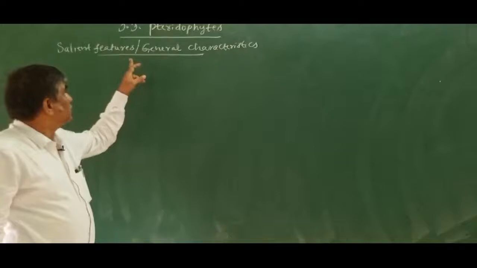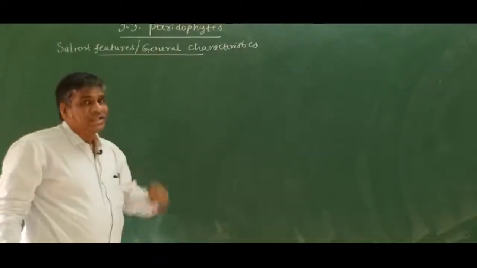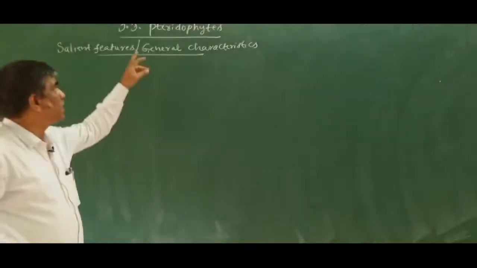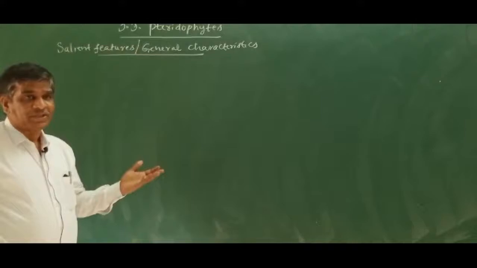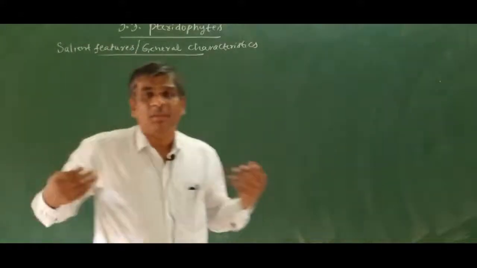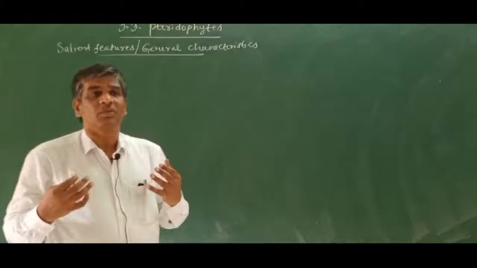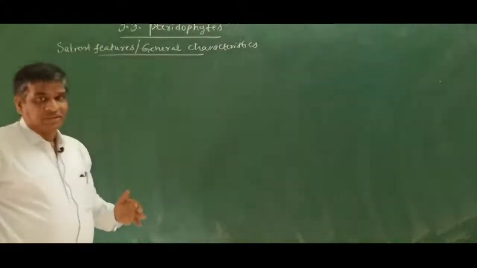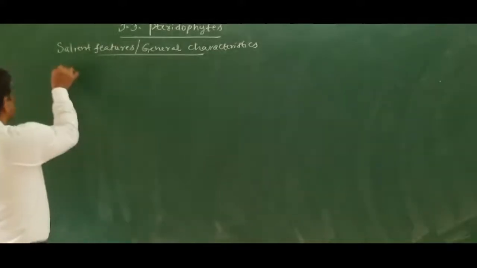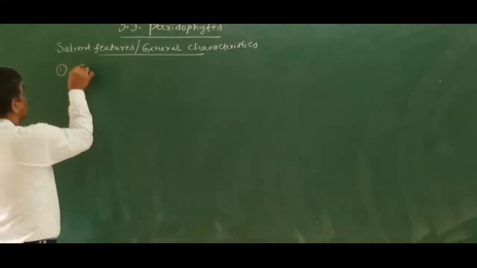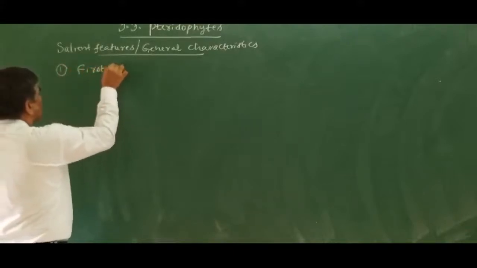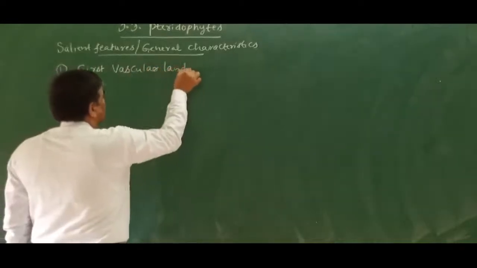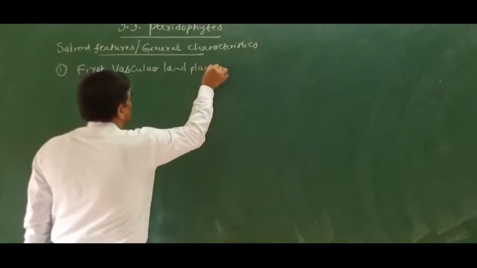Now I will tell you the general characteristics or salient features of these pteridophytes. Whatever plants are included under the pteridophytes have some basic, common characteristics. You should understand those characteristics. Now, pteridophytes are the first vascular land plants. First vascular land plants. So this is what you have to understand here.